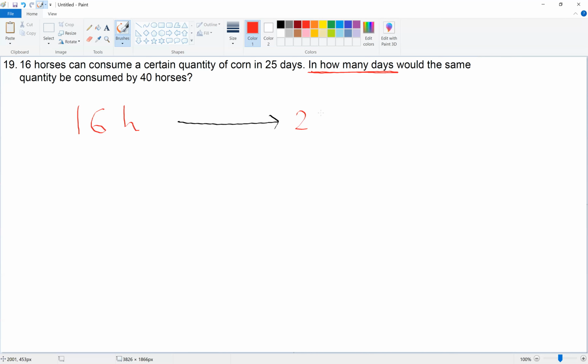22. A bus covers a certain distance in 3 hours, 20 minutes at an average speed of 45 kilometers per hour. How long will it take to cover the same distance at a speed of 36 kilometers an hour? What is the question? How long will it take?